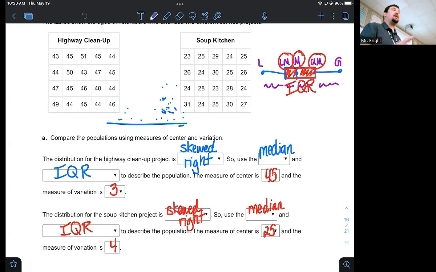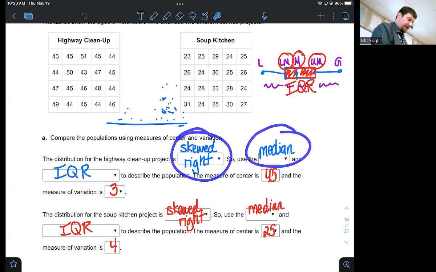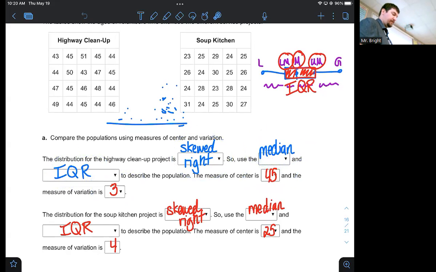We shouldn't use the mean, as you guys might have expected. Not saying there's an outlier, I'm just saying it's been skewed one direction. So they're saying use the median and the interquartile range to describe the population. The measure of center, the median here, is 45, and the measure of variation is 3. So again, skewed right, median, interquartile range, 45, and the measure of variation is 3.